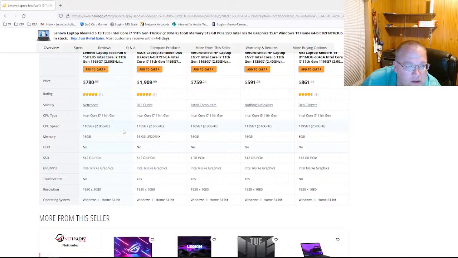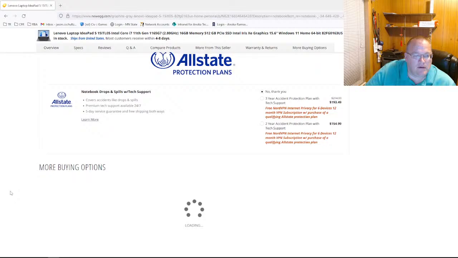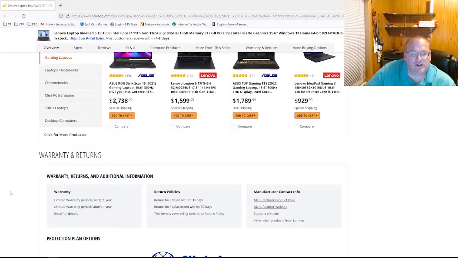CPU speed, throughput, memory, no hard drive. That's too bad. Oh, it doesn't have a regular hard drive, but it has an SSD drive. Solid state drive. That's actually way better. Not a touchscreen. And there's some buying options. So no more specs on it.